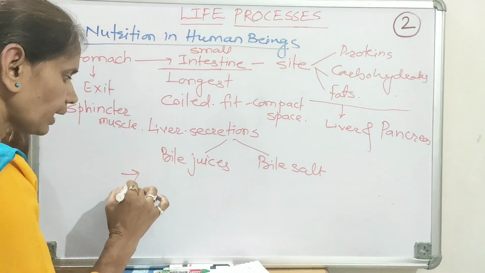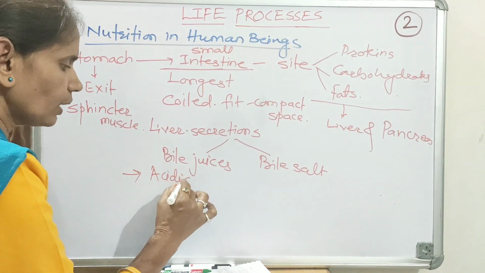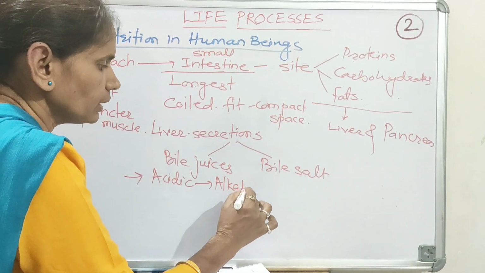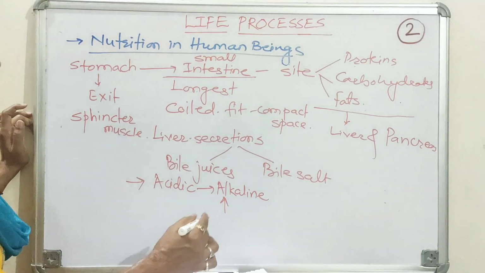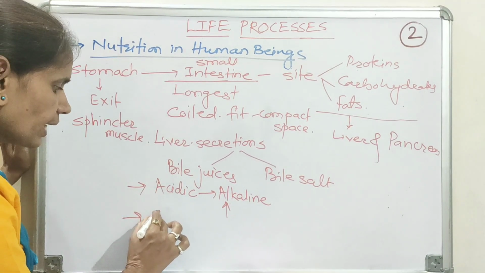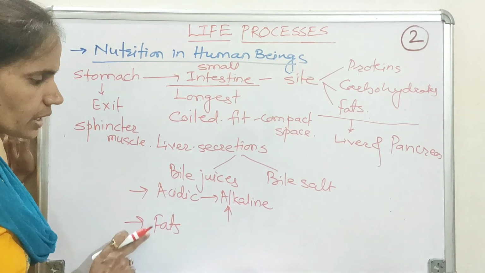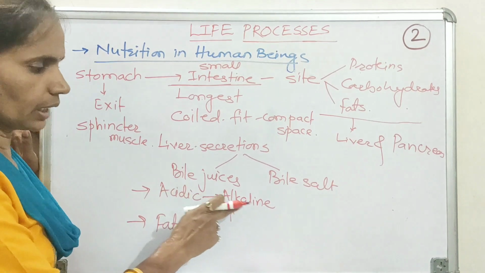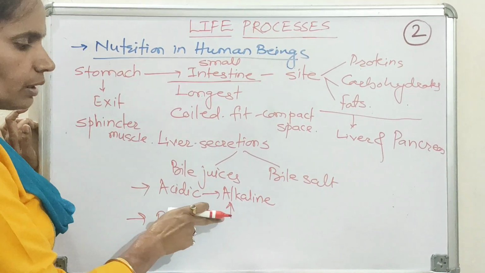Now when the food enters the small intestine, it is acidic in nature. This acidic food is made alkaline by the bile juices, so that it will be readily acted upon by the pancreatic enzymes. Another role of bile juices is that it acts on fats. So there are two significant functions of bile juices: it acts on the fats, as well as makes the acidic food alkaline, so that it will be readily acted upon by the pancreatic juices.